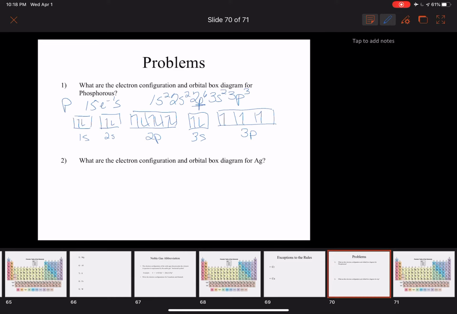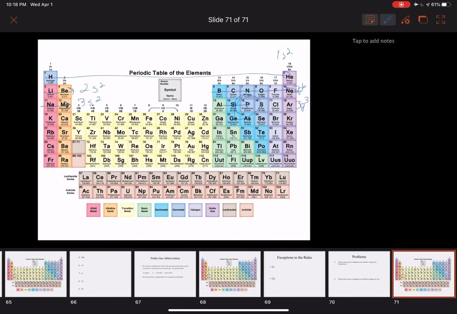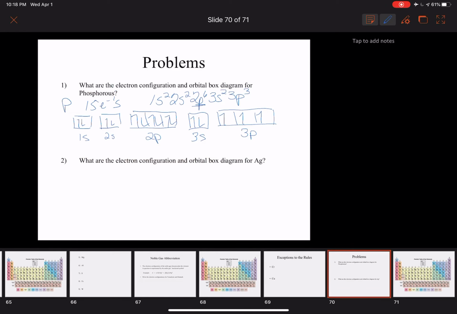Okay, so what are the electron configuration and orbital box diagram for silver? Silver is way down here, so we're going to be in the 4d's. Let's go ahead and do the whole electron configuration and draw all the boxes, which will take us a while, but it'll be good practice. We've got everything that we have for phosphorus except we're going to 3p6, which is all the way out here. So let's write that here.